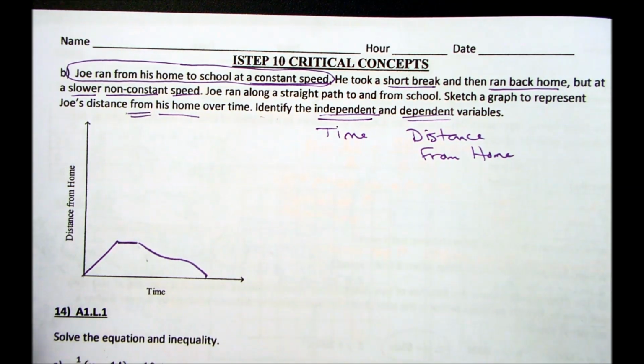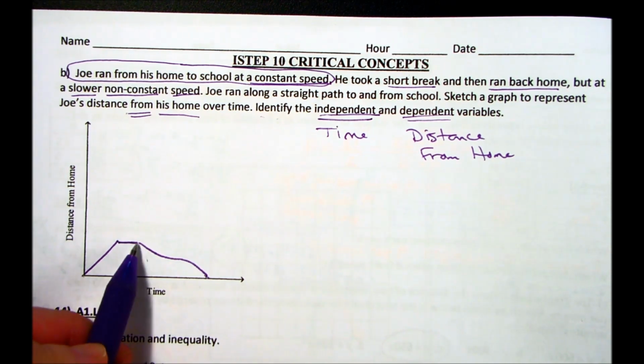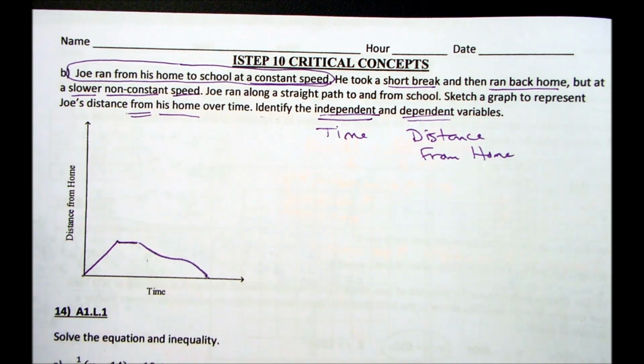So there we have it. There's our graph. He's going away at a constant speed, takes a small break, and then returns back home at a slower but non-constant speed.